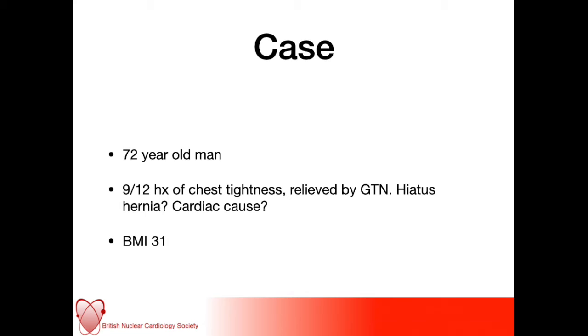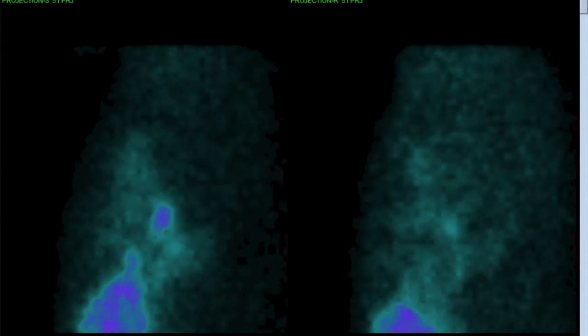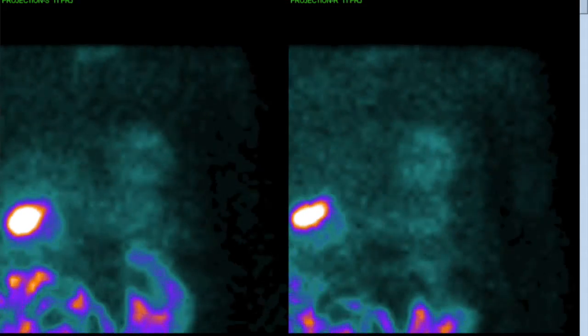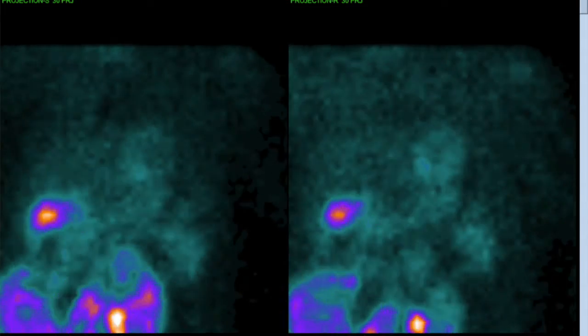The second case, this time a 72-year-old man, 9-month history, chest tightness. It's relieved by GTN. He has a hiatus hernia. Is that to blame, or is this a cardiac cause? His BMI, similar, 31. Patient is stressed and images are required, and then the patient comes back for a rest study, and these are the raw data from both.